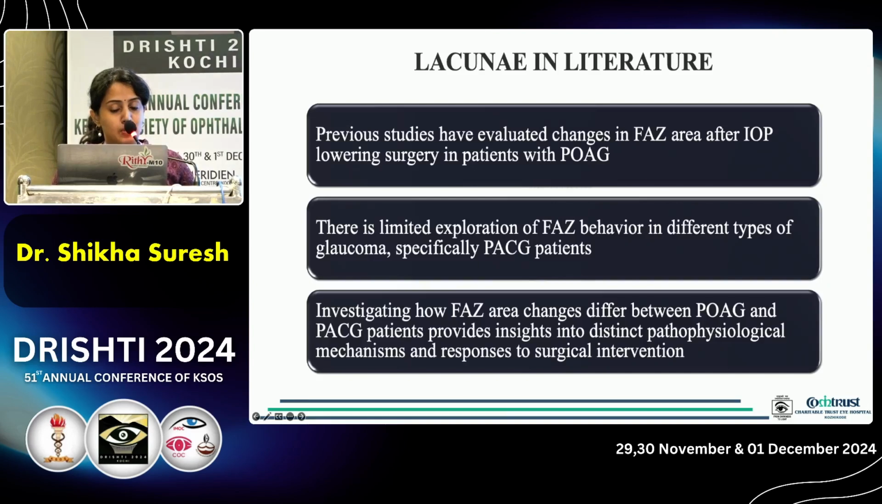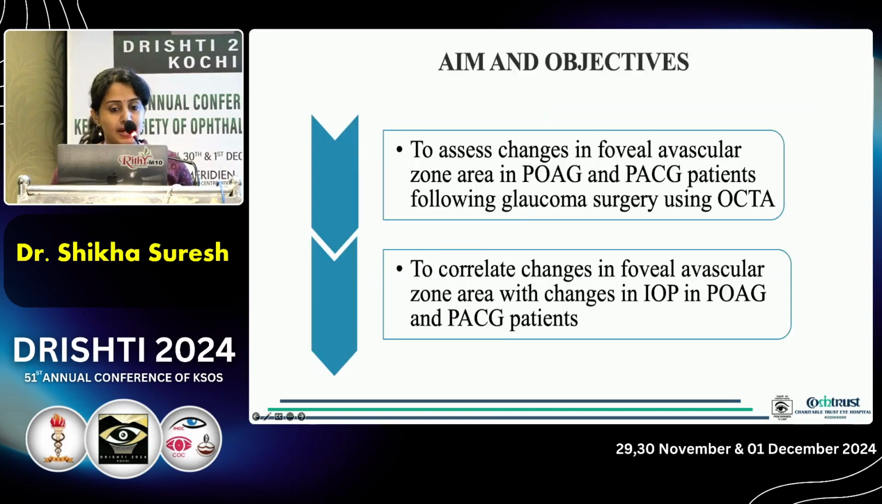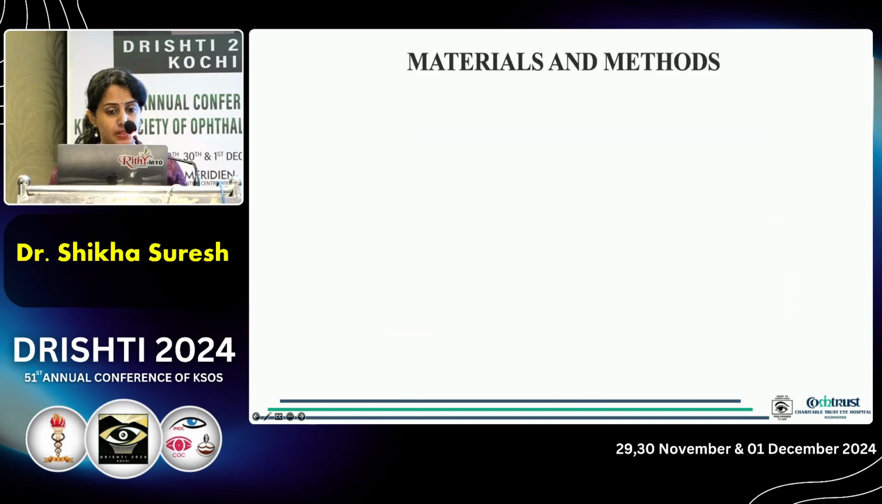There is limited exploration of FAZ behavior in different types of glaucoma, specifically PACG. So, investigating how FAZ area changes differ between POAG and PACG patients can provide insight into the pathophysiology and responses to surgical intervention. Aim and objectives are to assess changes in foveal avascular zone area in POAG and PACG patients following glaucoma surgery using OCT angiography, and to correlate changes in the foveal avascular zone area with changes in the IOP in POAG and PACG patients.